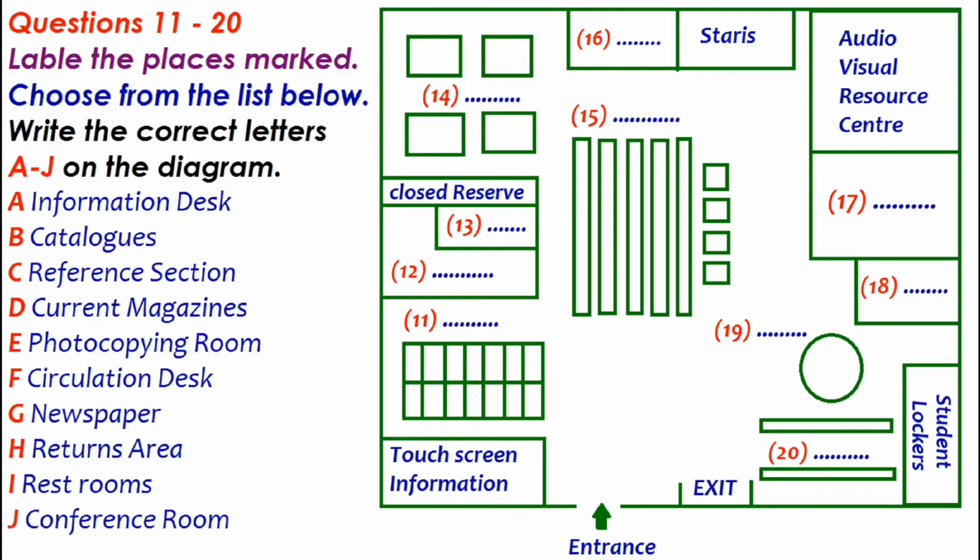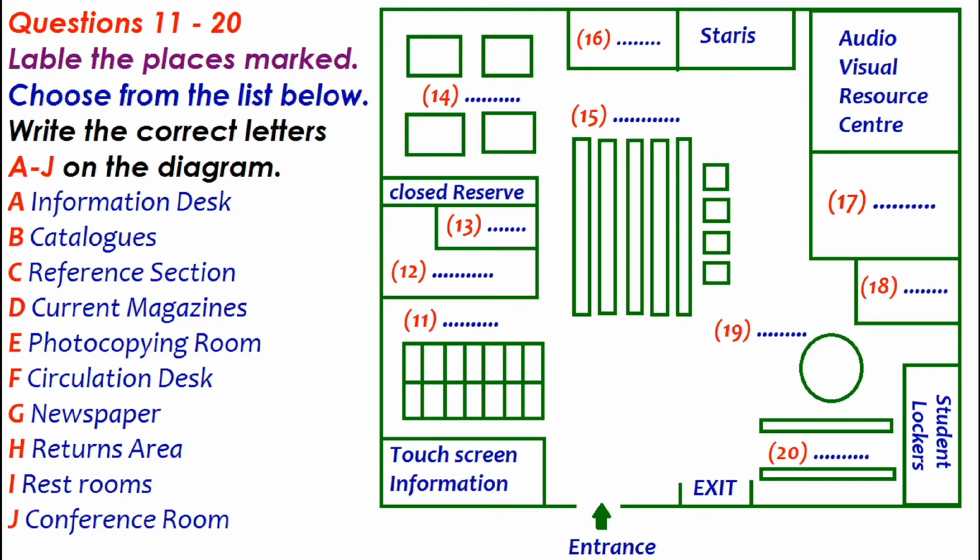Now, the stairs here on the left lead to level 2 only. On level 2 are most of the law books. To go up to the other levels of the library, you have to use the lift. Beside the stairs are the restrooms for this floor.